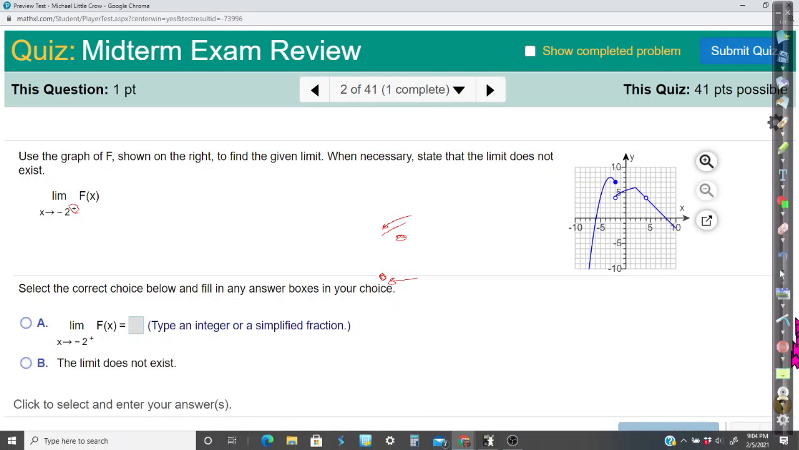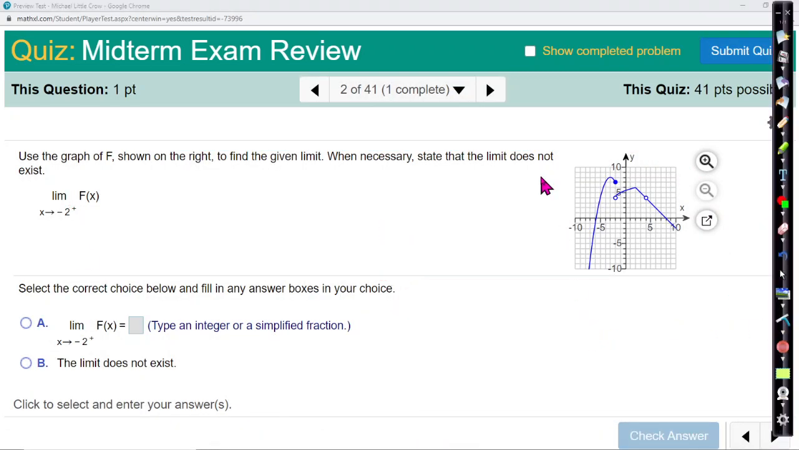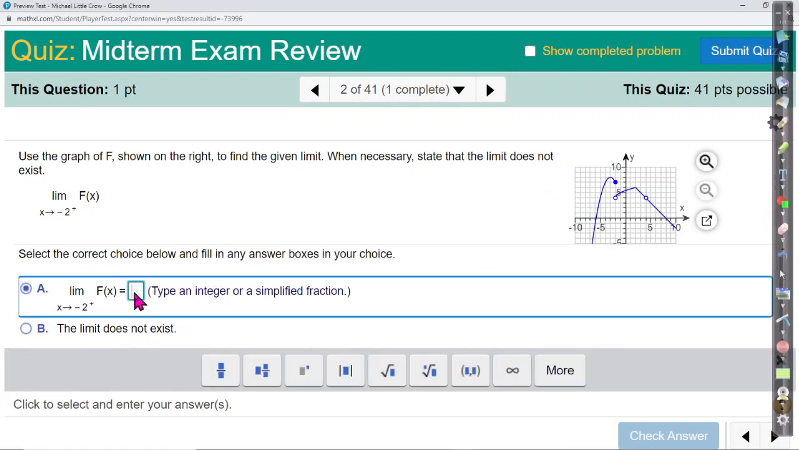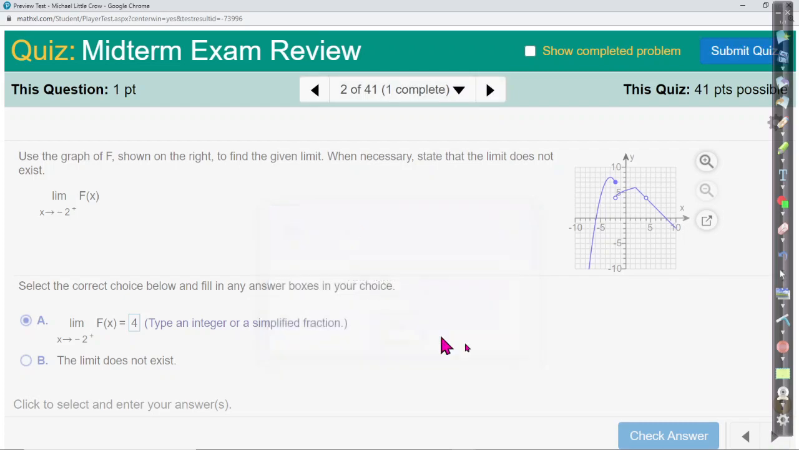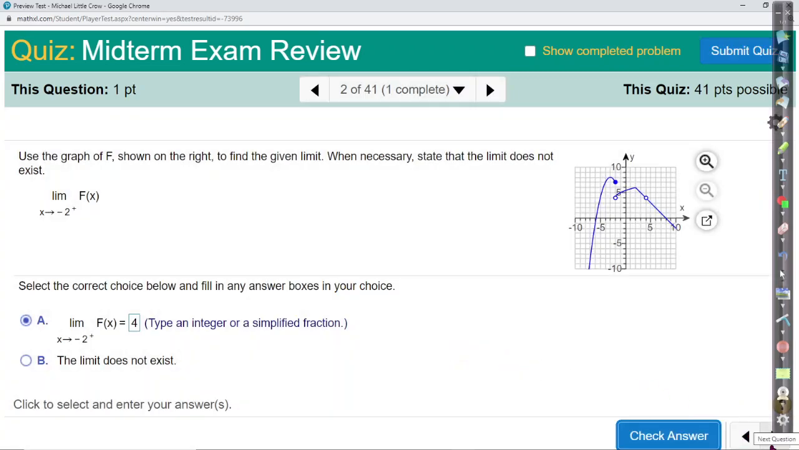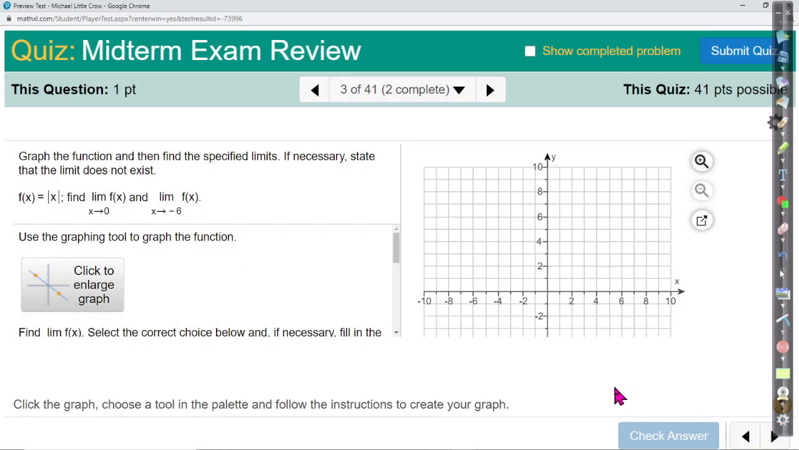Let's clear out the screen. Get that mess out of there. So we will say that there is a limit from the right, and it's equal to 4. Now, is there an overall limit? No, there is not, because the left-hand limit is different, but for this one, we're good. Okay, so the right-hand limit does exist. Let's go to the next one, number 3.